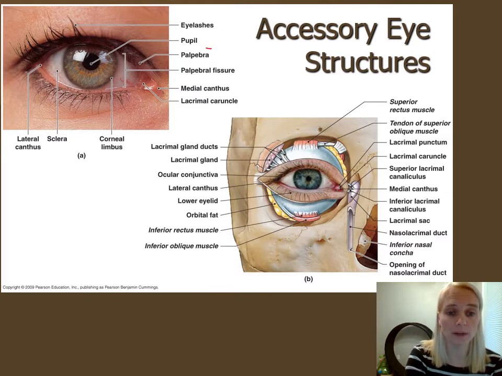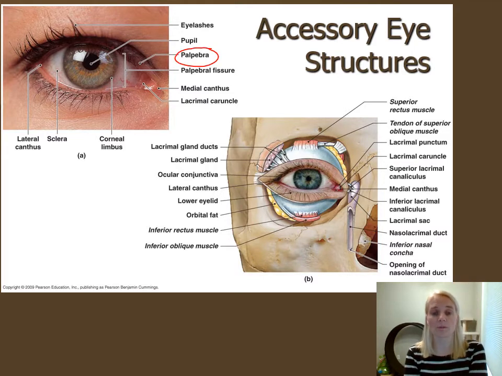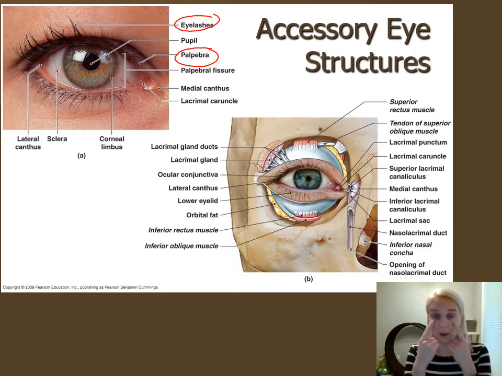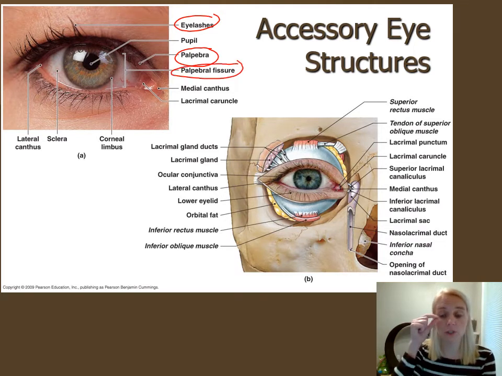So palpebrae. These are your eyelids. You have an upper and a lower, right? So we have an upper eyelid and a lower eyelid. And eyelashes, obviously, are growing off of your palpebra. When your eyes are wide open, you have a large palpebral fissure. The fissure is just a space between your eyelids, okay?